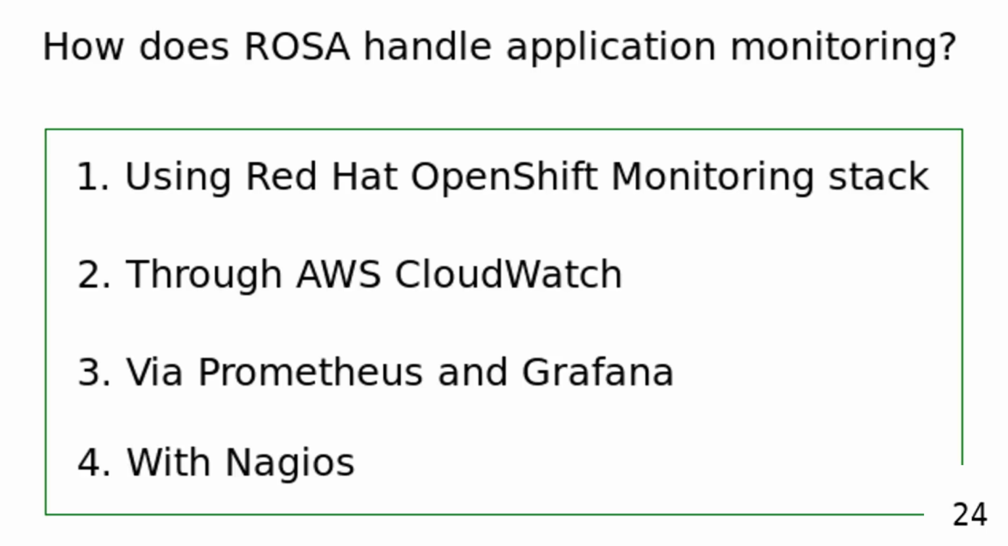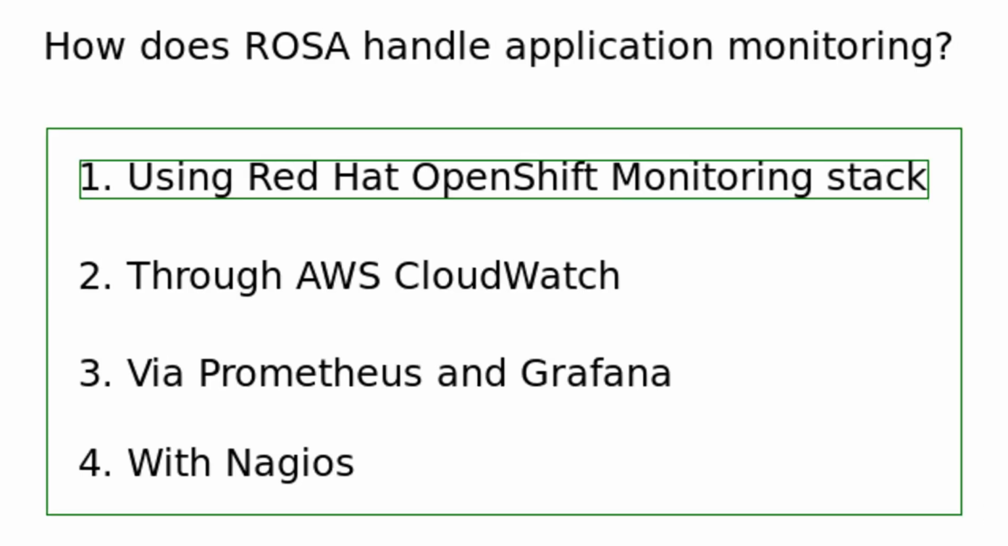How does ROSA handle application monitoring? Using the Red Hat OpenShift monitoring stack. Through AWS CloudWatch. Via Prometheus and Grafana. With Nagios. ROSA uses the Red Hat OpenShift monitoring stack, which includes Prometheus and Grafana, for comprehensive application monitoring.